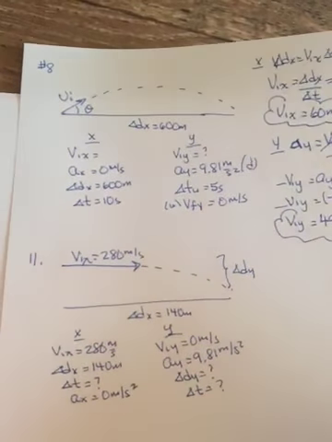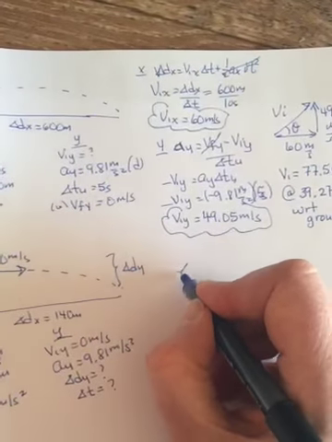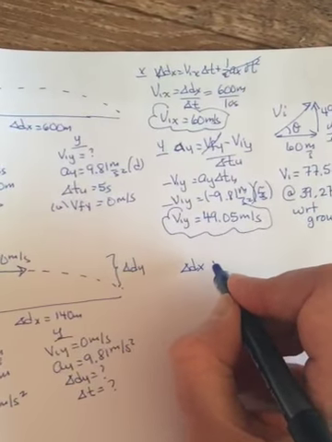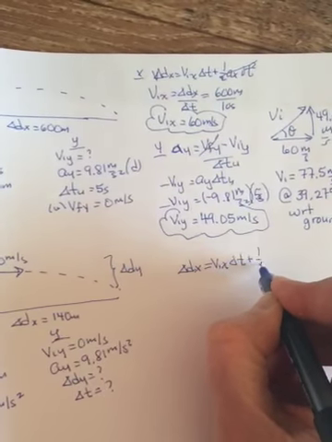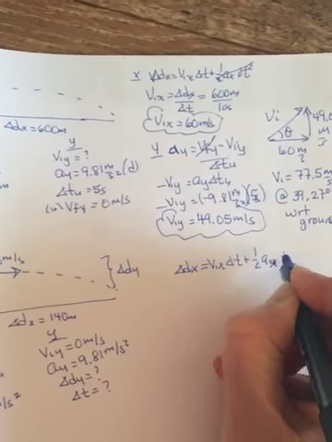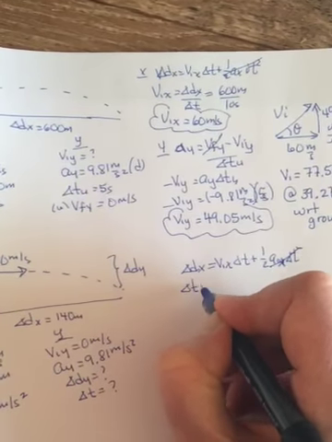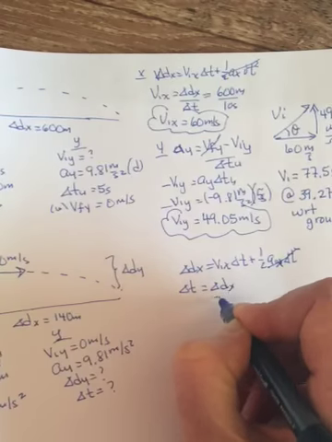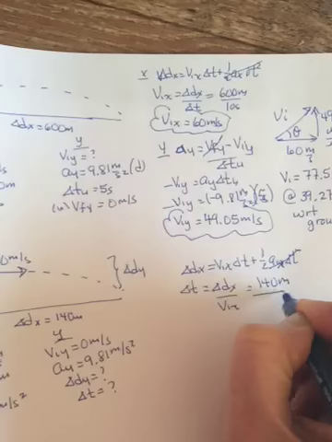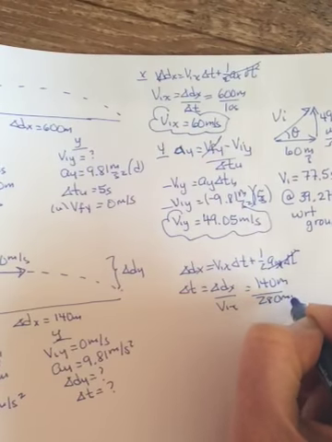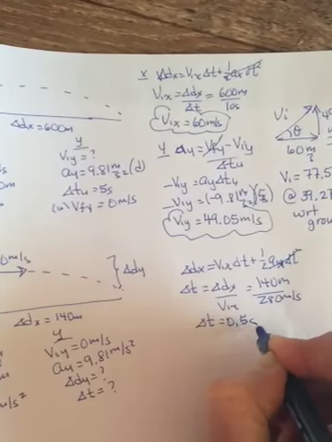This time you're going to start in the x direction because you have delta dx and vix. So delta dx equals vix delta t plus 1/2 ax delta t squared. This goes to 0. Delta t is going to equal delta dx over vix. So 140 meters over 280 meters per second. The time ends up being a half a second.